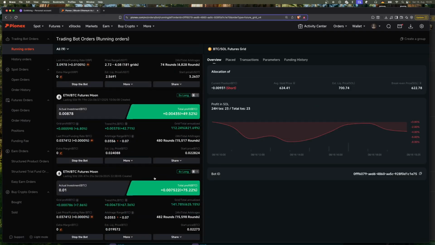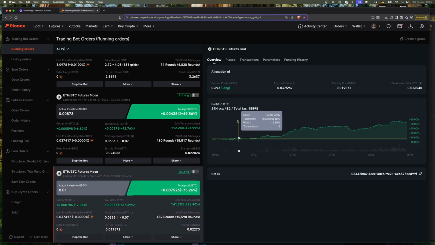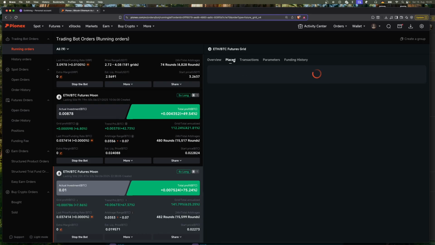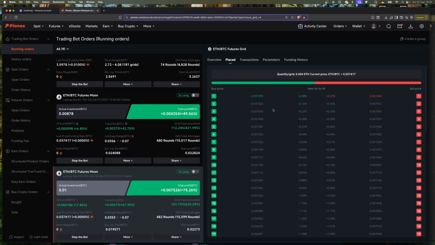my personally best running ones are the ETC futures moonbots. So this is, if you remember, these are trading the Ethereum BTC, and they are moonbots, meaning they have super tight grids, and I don't pay any trading fees, but I pay when I withdraw earnings. So when you click on a bot, you can see the overview, how long I am in a position, and a couple of interesting stats. But placed is a thing you could look at all day long.